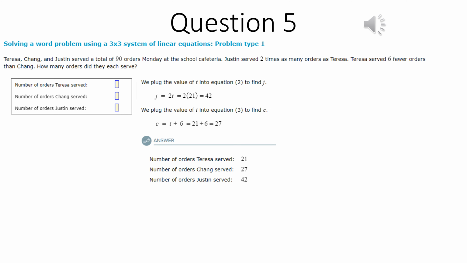After you know that t is equal to 21, plugging into the expression in which j is isolated, 2 times 21 is 42, and c is equal to t plus 6, which is equation 3. 21 plus 6 is 27. The solution is Teresa 21, Chan 27, and Justin 42.